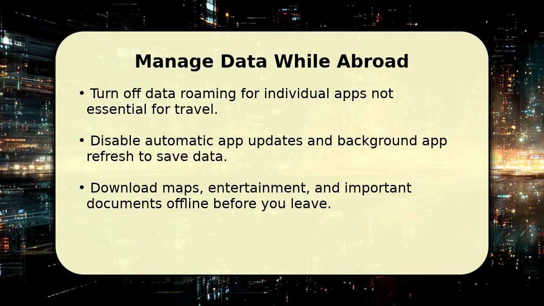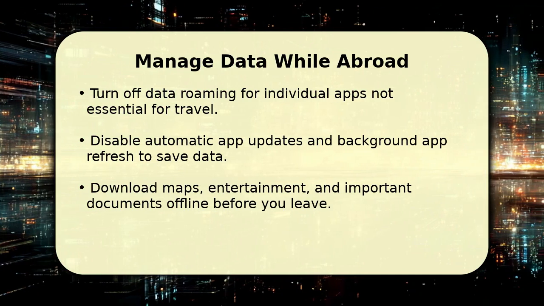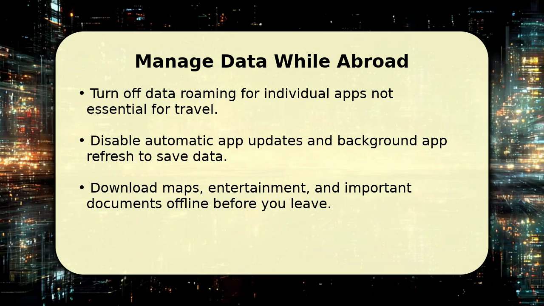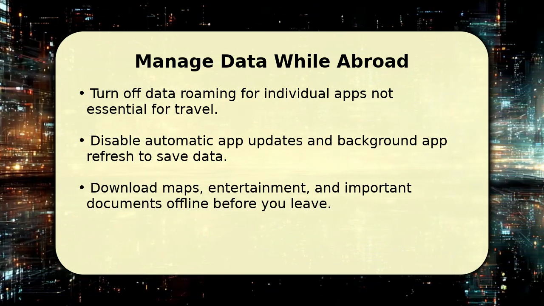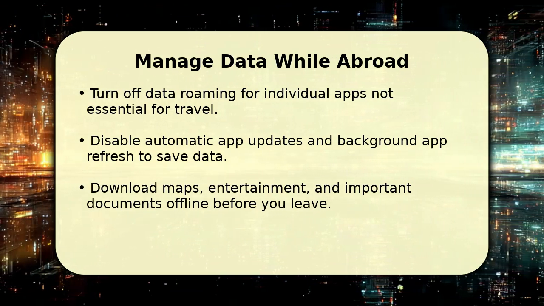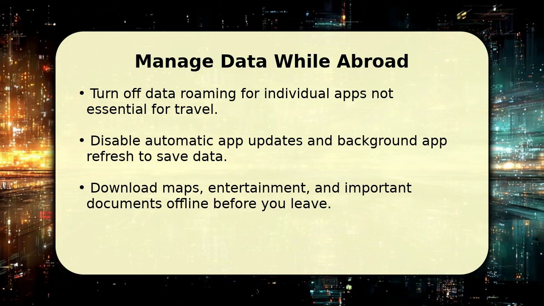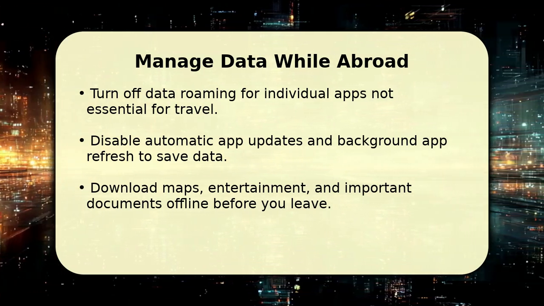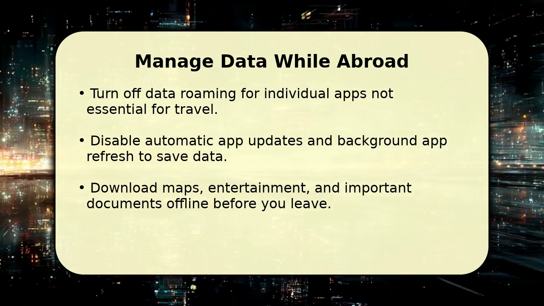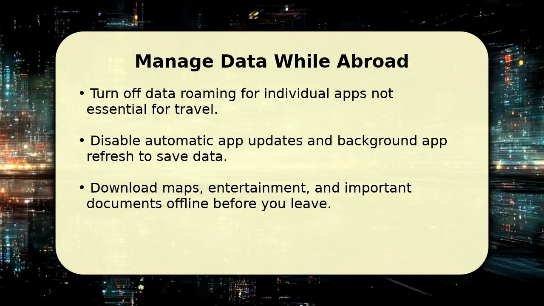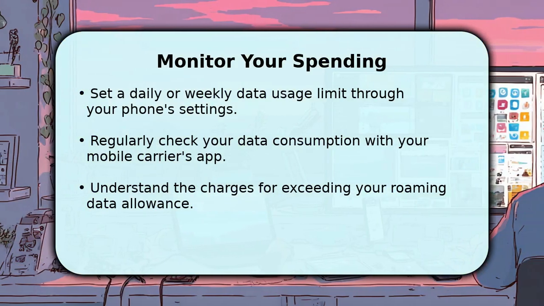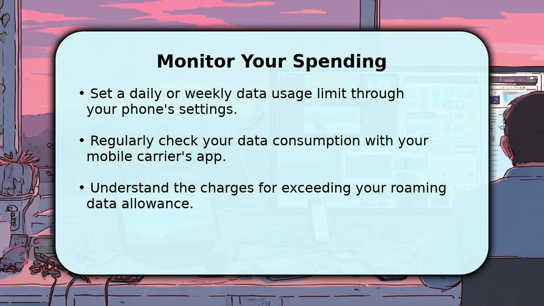Once you are traveling, actively manage your phone's data settings to prevent excessive usage. Go into your phone settings and disable data roaming for non-essential applications like social media or video streaming services. Additionally, ensure that automatic app updates and background app refreshes are turned off, as these can consume significant data without your knowledge. Before your trip, download all necessary offline maps, music, and movies, which can save you several gigabytes of roaming data.